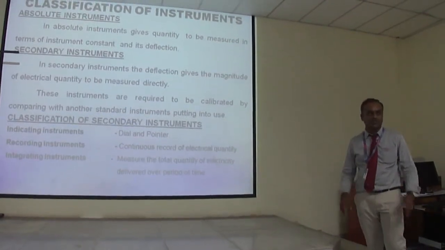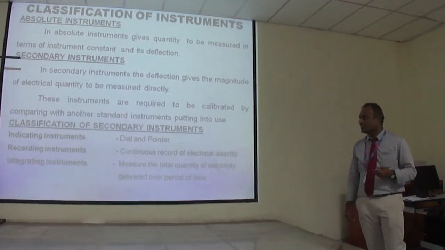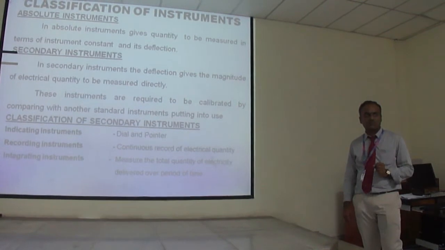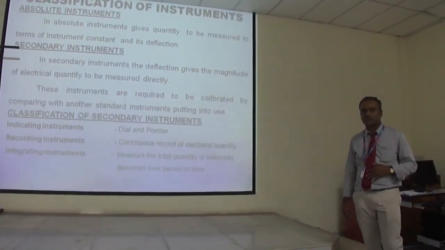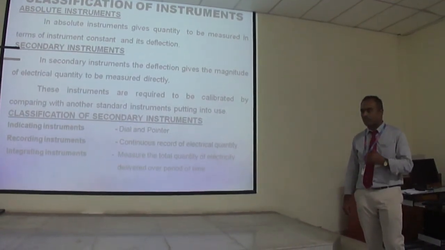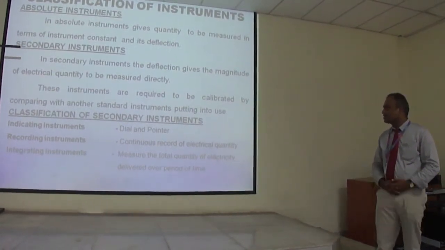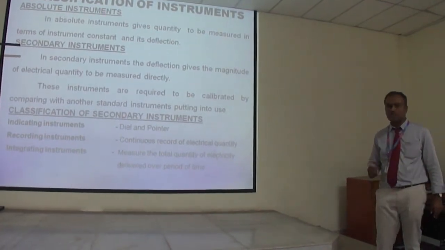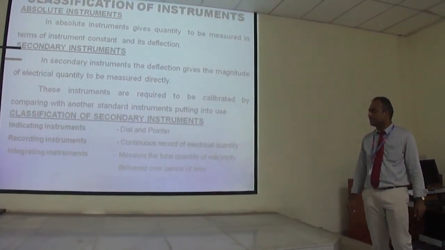Again, secondary instruments can be classified into indicating instruments, recording instruments, and integrating instruments. The instruments which use pointers and dials, we call indicating instruments. The instruments which record the quantity being measured, we call recording instruments. The instruments which measure the total quantity of electricity delivered to the consumer, we call integrating instruments.